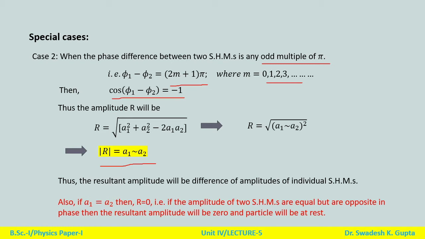Now if you see here, if A1 is equal to A2, then the amplitude will be 0 because R will be 0. So what does it mean? It means if the two SHMs have the same amplitude but are in opposite phase, then the resultant amplitude will be 0 and the particle will be at rest.